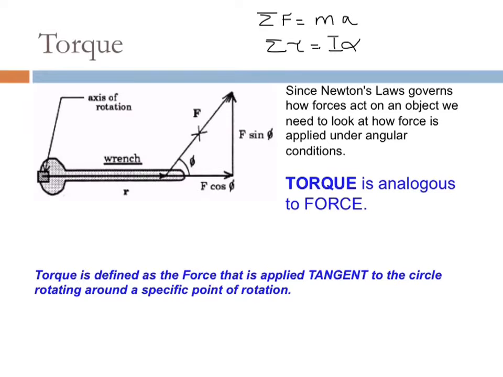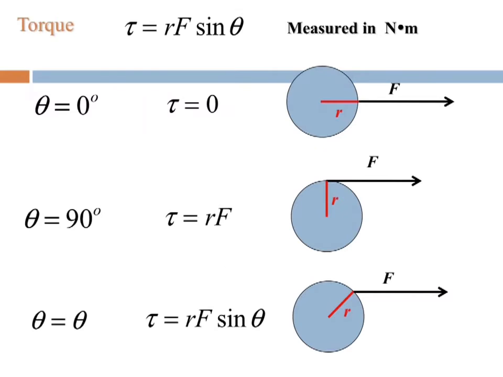Now, the most important thing is going to be that force and R are perpendicular to each other. So in this example, we have a force being applied at an angle. Well, the component of force that is perpendicular to R would be F sine theta. So R times F sine theta will produce a torque. So these are three of the most common examples.